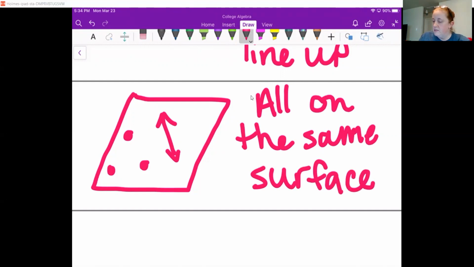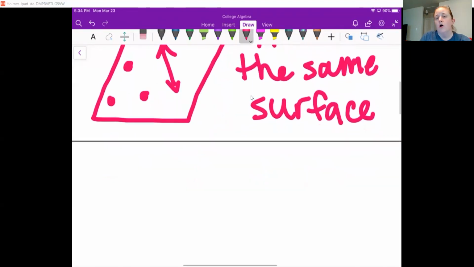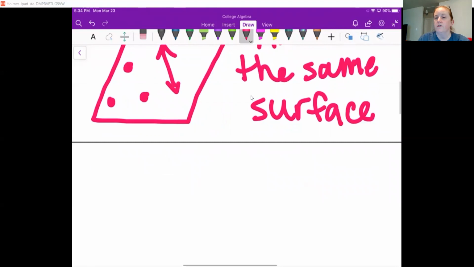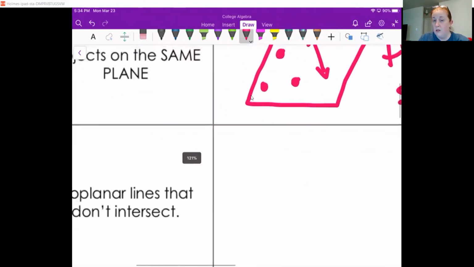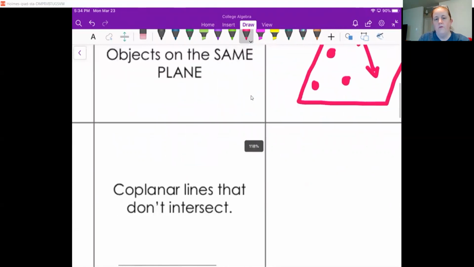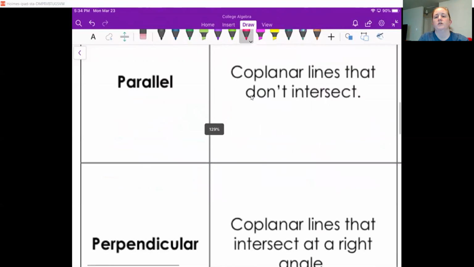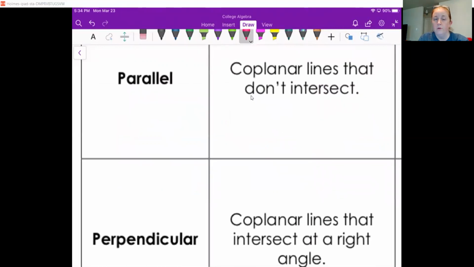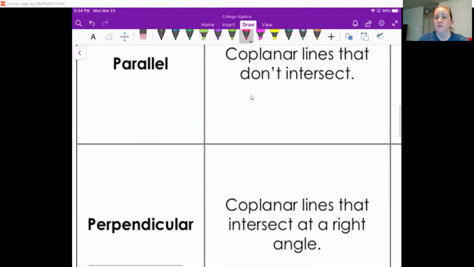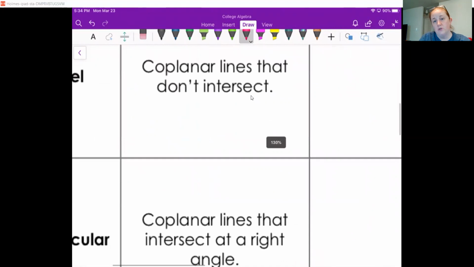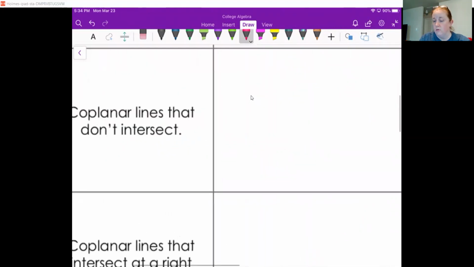Now, a couple of other basic terms that are going to be big in this geometry unit, describing specifically lines and segments, are parallel and perpendicular. Like it says here, parallel are coplanar lines that don't intersect. The clue here is coplanar. Perpendicular are coplanar lines that intersect at a right angle. So it's all about how they are intersecting, or whether they are intersecting at all.